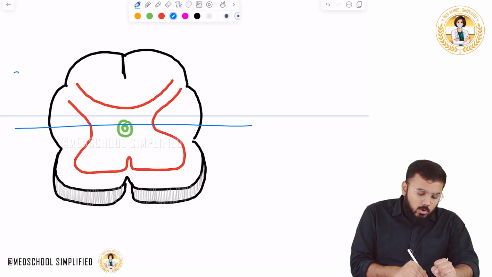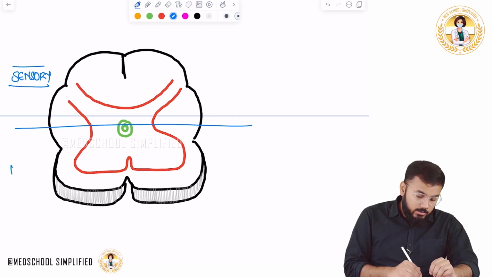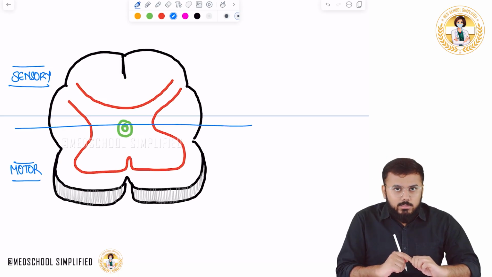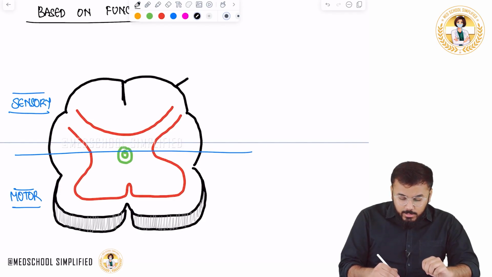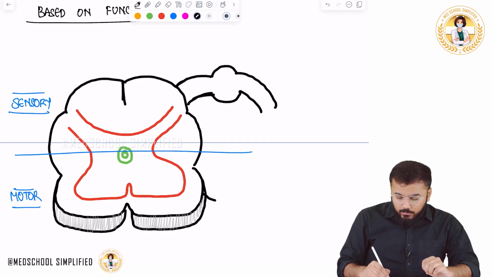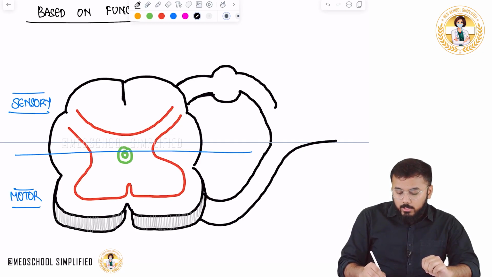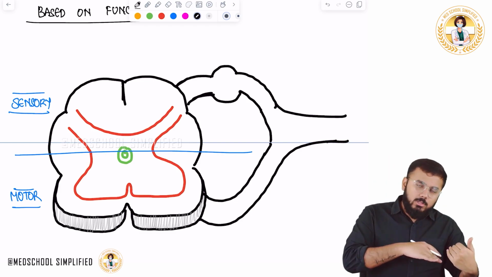The upper part is always called the sensory part. Why? Because the neurons which are present here are purely sensory neurons. Next, the lower part is always called the motor part. Why? Because the neurons which are present here are motor neurons. Okay, right. Next important thing is this particular structure, called the dorsal root, and here you have a structure called the ventral root. Now the dorsal root and ventral root both join together to form this structure called the spinal nerve. The same picture is also present on the other side.